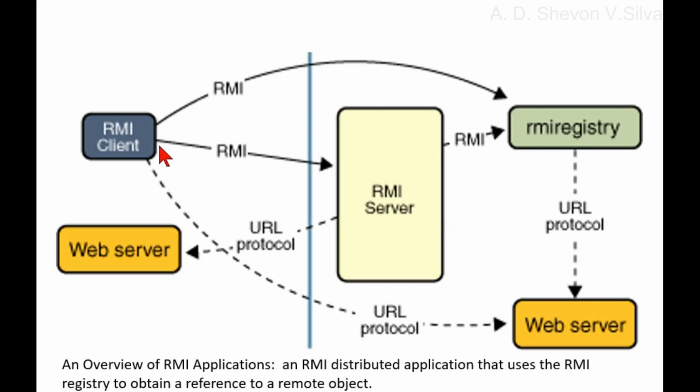Here you can see the RMI client is connected to the RMI registry via RMI, and the RMI client is connected to the RMI server via RMI, and the RMI client is connected to the web server via URL protocol, and the RMI server is connected to the web server via URL protocol here, and the RMI server is connected to the RMI registry via RMI, and the RMI registry is connected to the web server via URL protocol here.